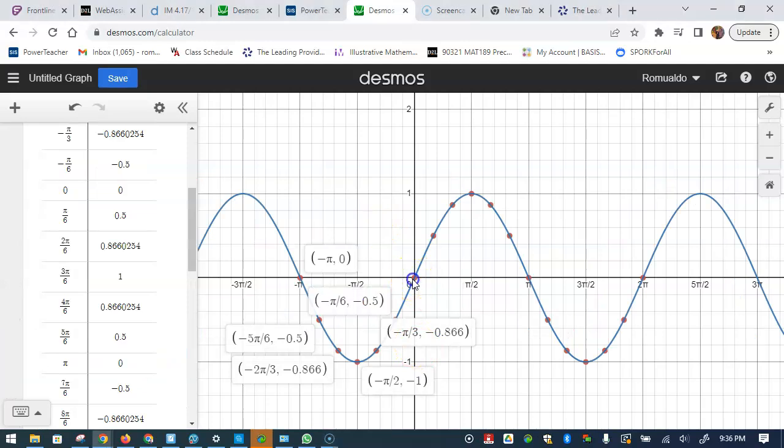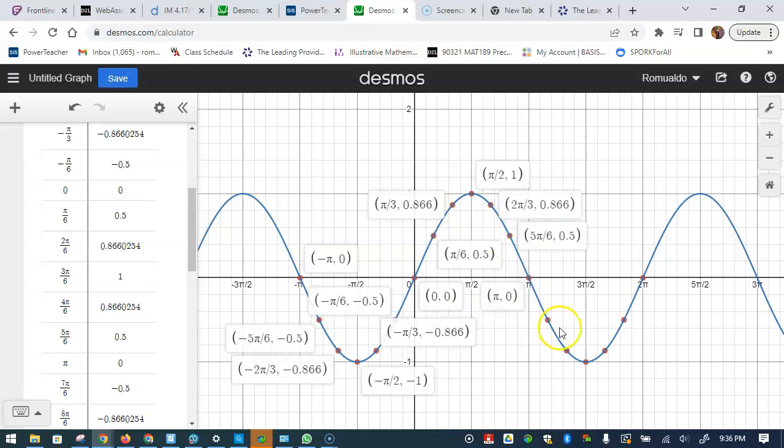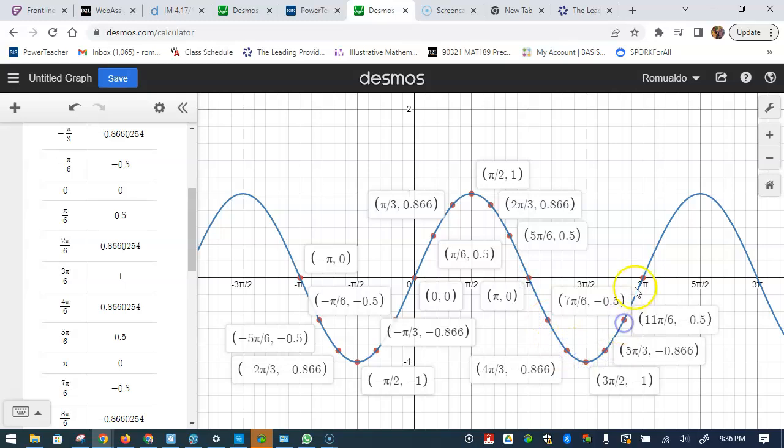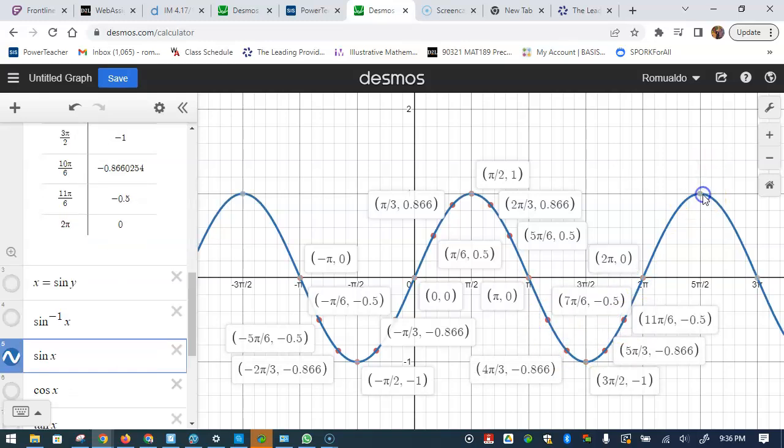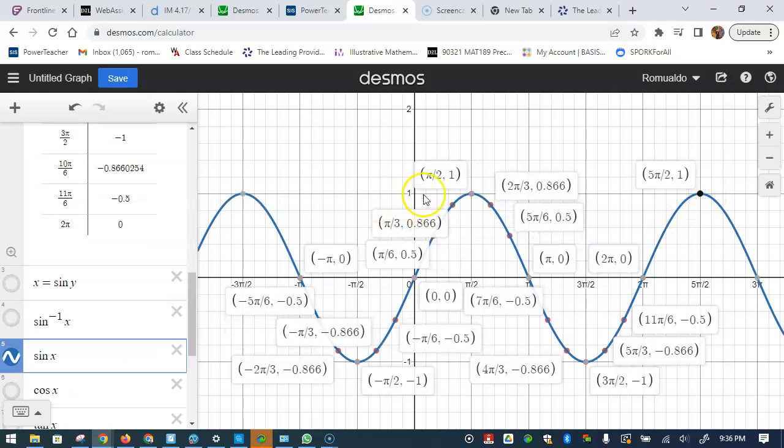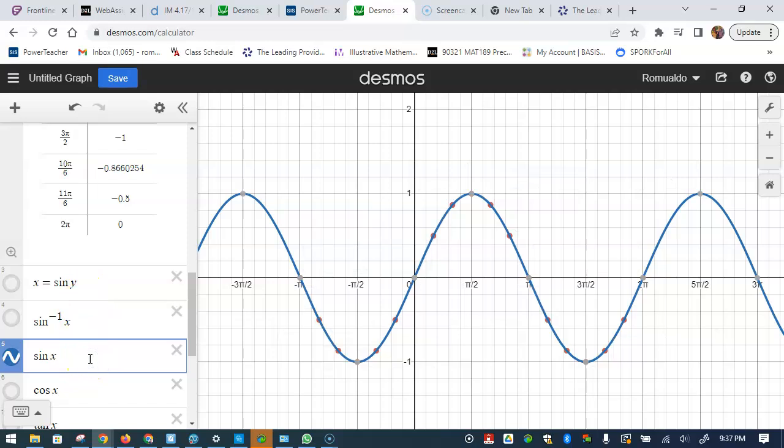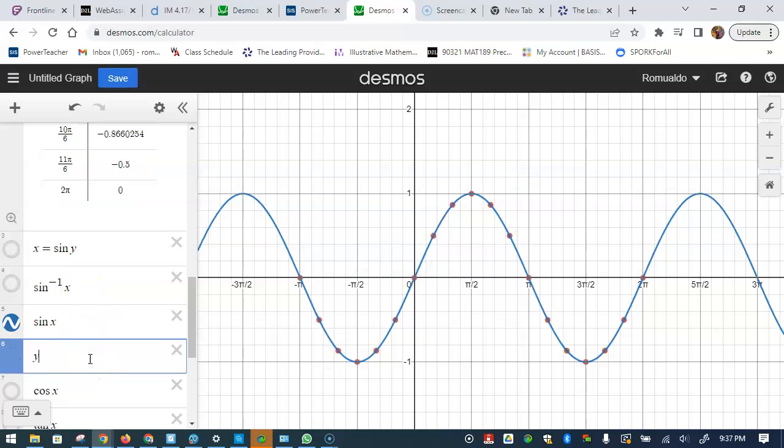So sine 0 is 0, sine pi by 6 is half, sine 2 pi by 3 is 0.86, sine pi by 2 is 1, sine 2 pi, and all these points can be seen. So this is the graph of sine x. And you can clearly see the maximum it takes is 1. That's the maximum. I can even put that y equals 1.